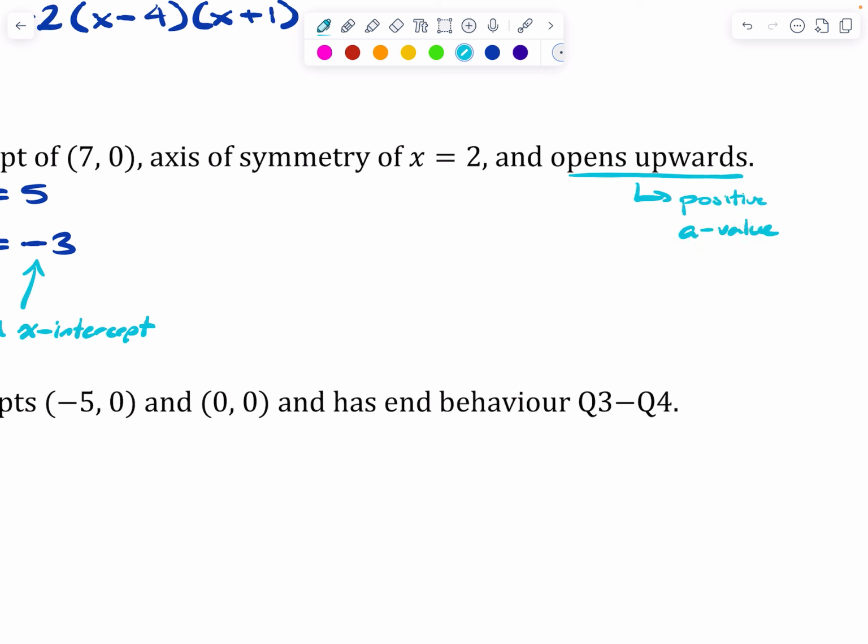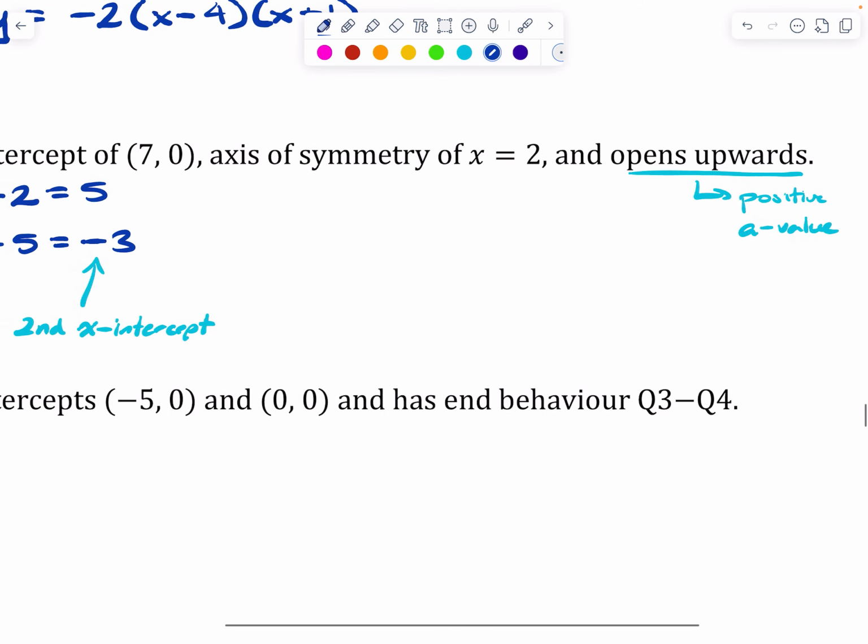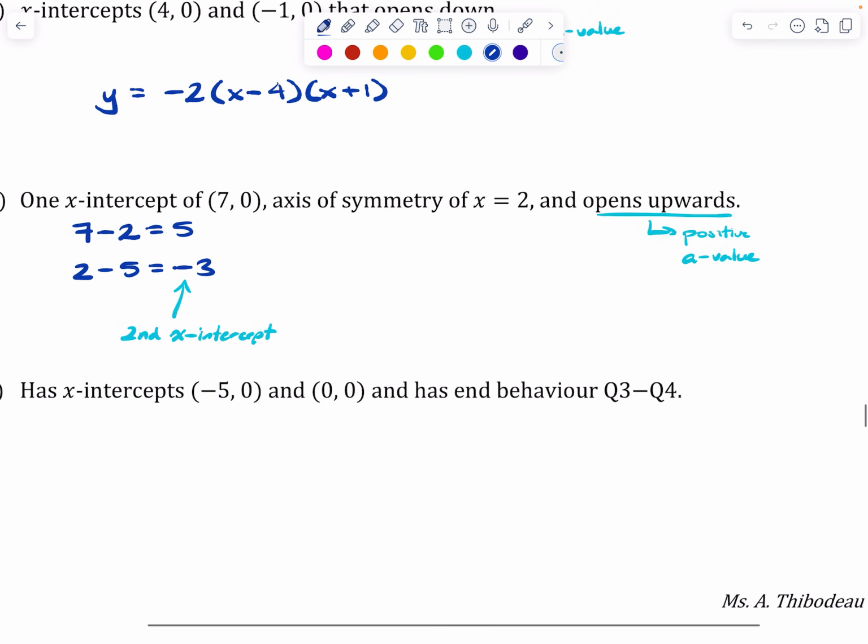Putting that together, we can note there must be an x minus 7 involved. There must be an x plus 3 involved. A positive a value could be 1,000, could also just be like the 1 that it is right now. And we must relate it to y.